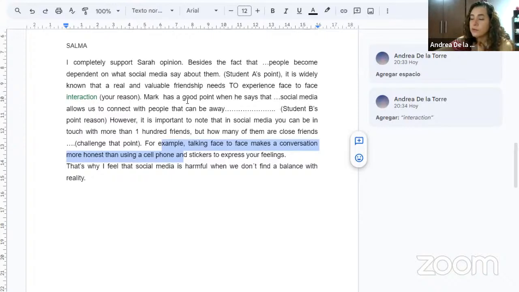I think you have to use "social media is", even though it sounds like a singular noun, it's plural, right? Because we're talking about different types of social media. Social media allow us, or maybe in the present perfect, has allowed us to connect with people that can be away, okay? That can be away from us, maybe.